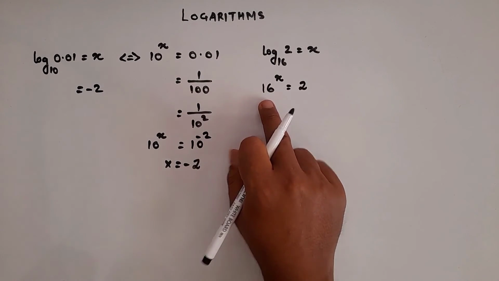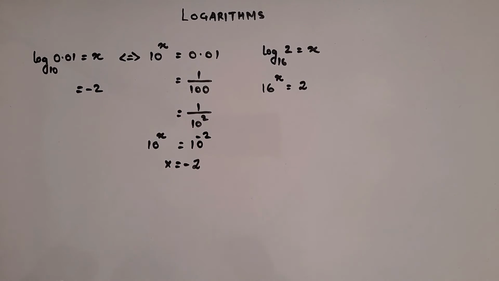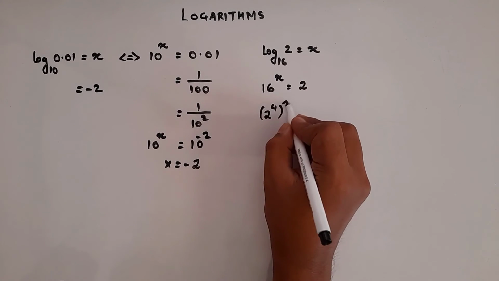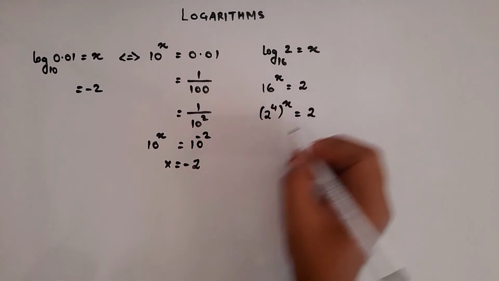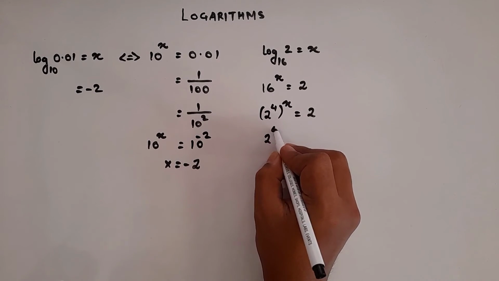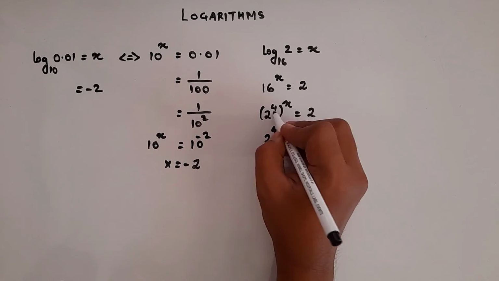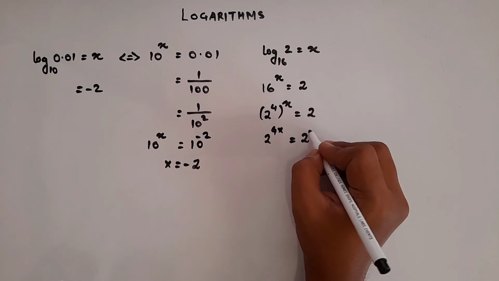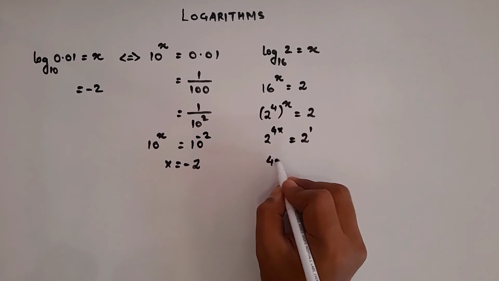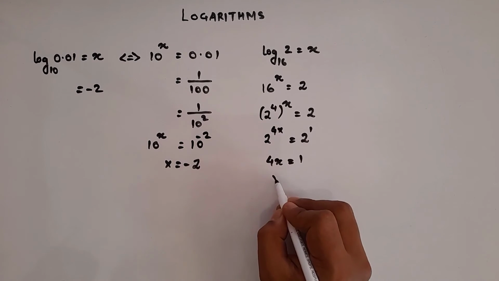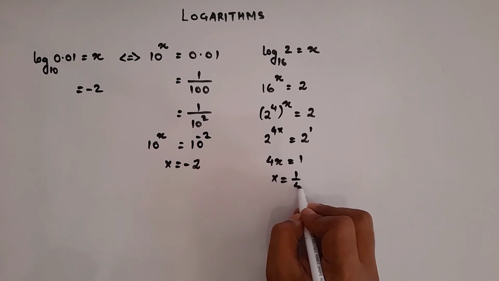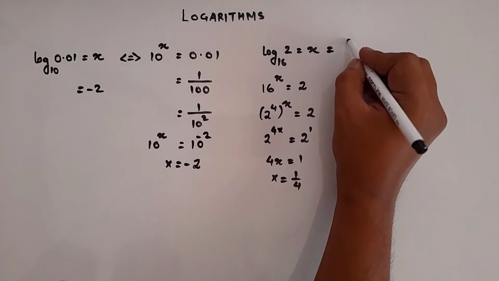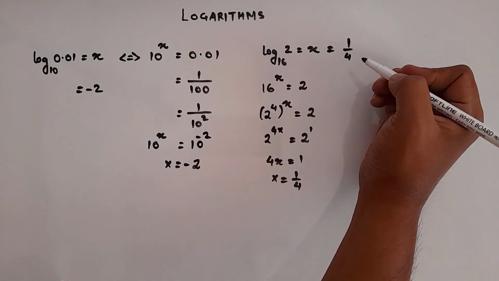So 16 is 2 multiplied by itself 4 times. So we have 2 raised to the power of 4, whole raised to the power of x, equals 2, or we can say 2 raised to the power of 4x. The powers, or the exponents, simply get multiplied, equals 2 raised to the power of 1. So we have 4x equals 1, and that should give us x equals a quarter. So that means logarithm of 2 to the base of 16 is a quarter.